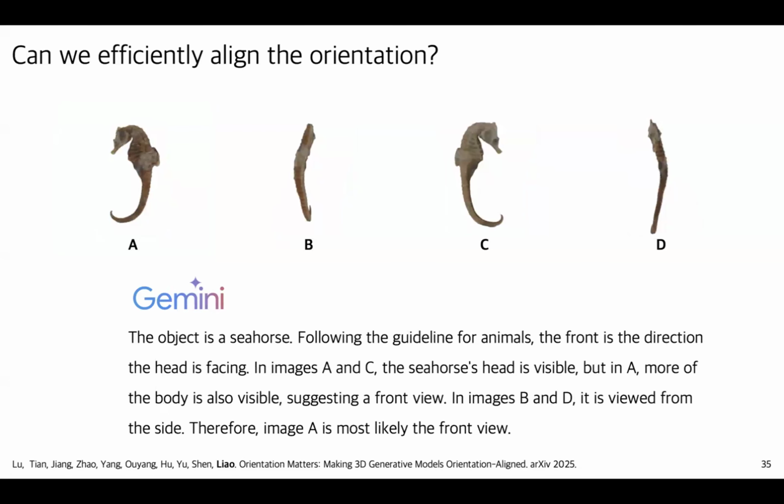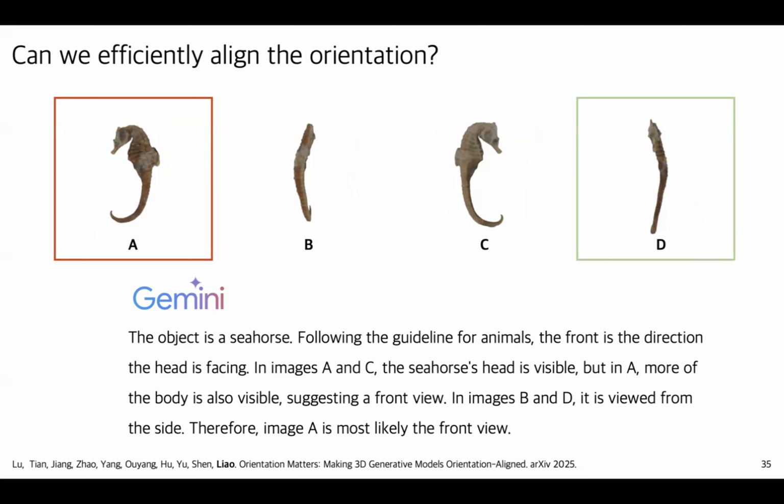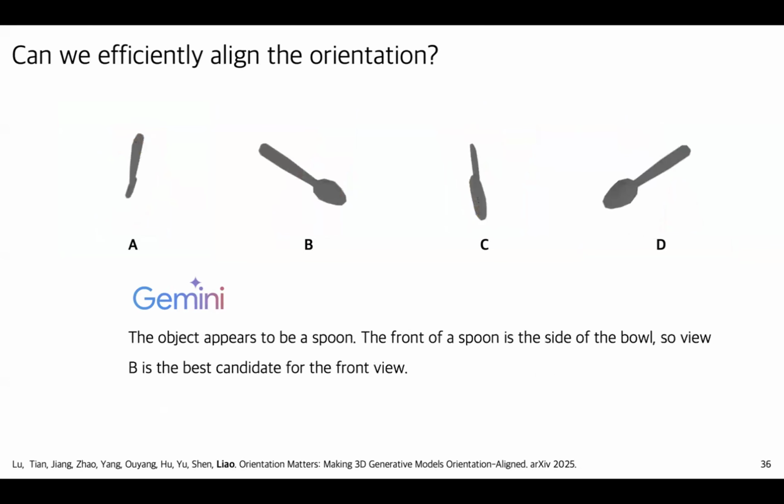However, it's also very challenging for many other cases. Consider this seahorse here. What Gemini identifies as the front view is A. But if you consider the definition of front view, where the head should be looking front, then the correct answer should be D. So this is a very challenging case.